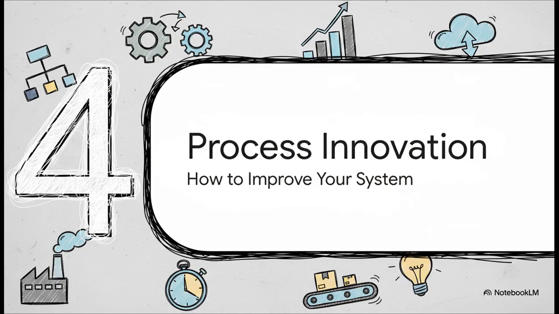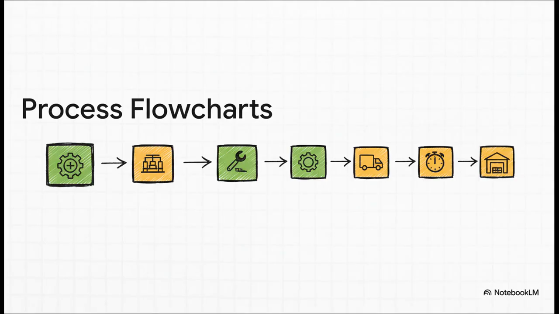So, once you've picked a process and it's up and running, is the job done? Not even close. The next critical step is all about continuous improvement, which happens through analysis and sometimes through some pretty radical innovation. A super fundamental tool for this is the process flowchart.